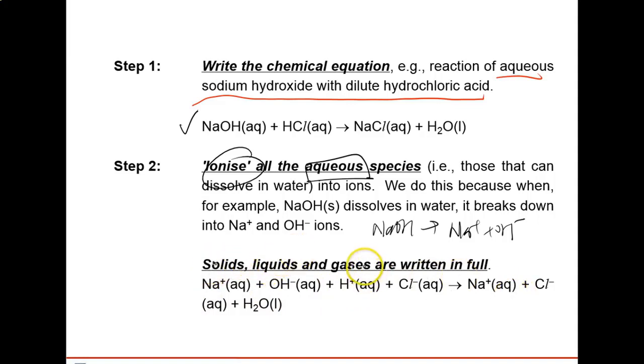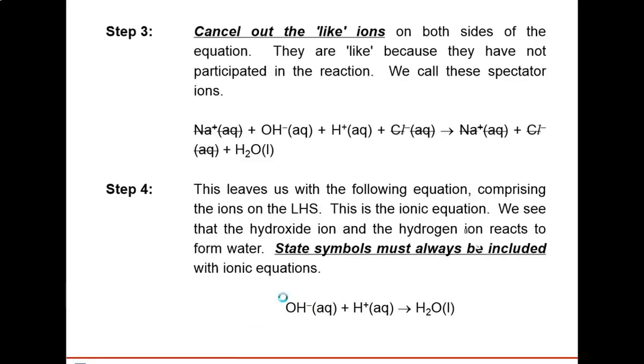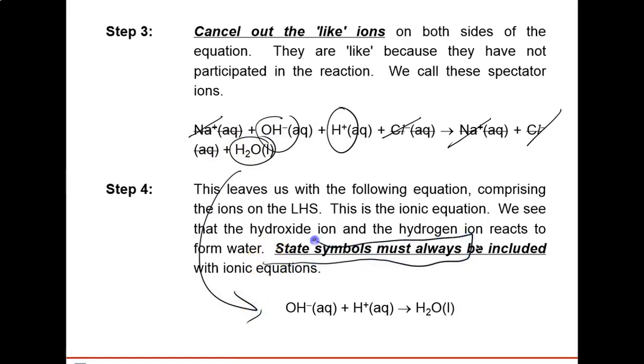Solids, liquids, and gases, we simply write the same compound down. So this is a liquid, we write the same thing down. Step 3, we cancel like ions on both sides. Na+ cancel, Na+ cancel, Cl- cancel, Cl- cancel. And step 4, we copy down whatever is left behind, and we have our ionic equation. Take note, state symbols must always be included because ions cannot exist without a state. They cannot exist without a state, and they are most stable in aqueous state. So make sure you write the state symbols down.